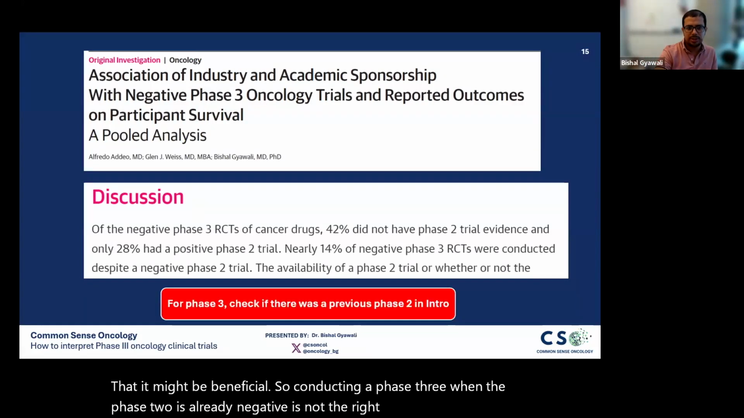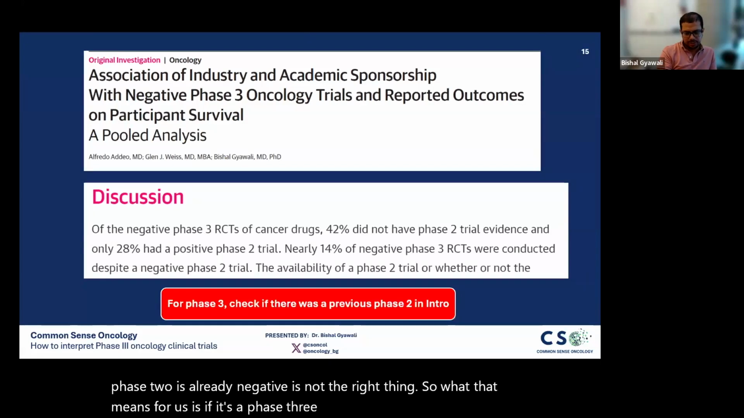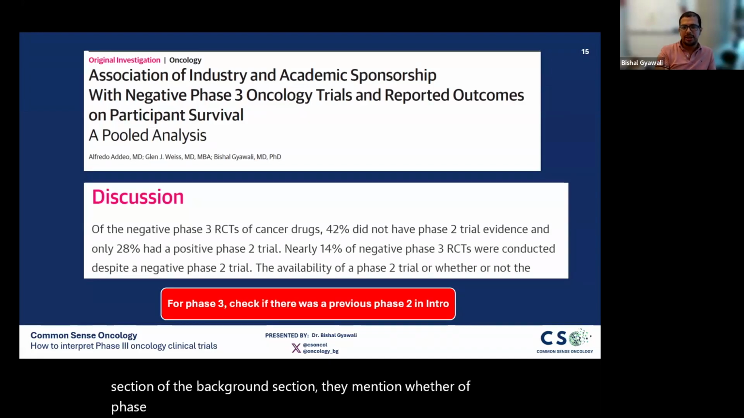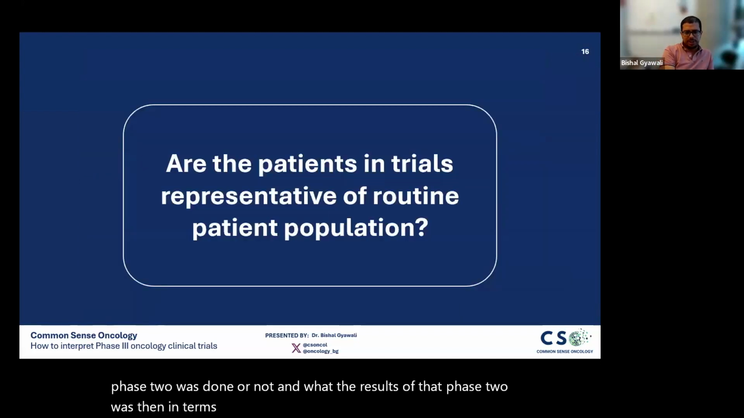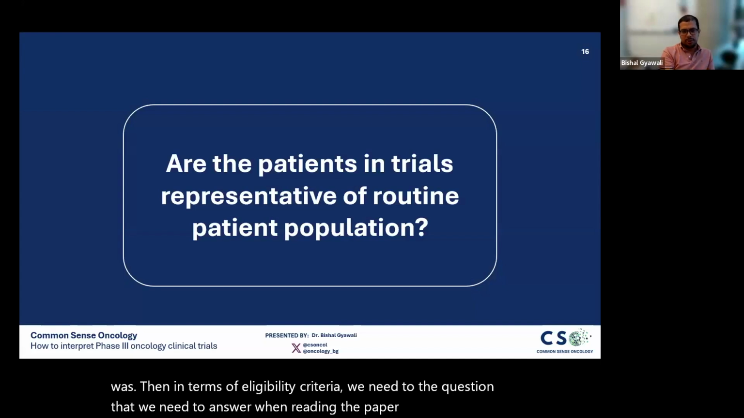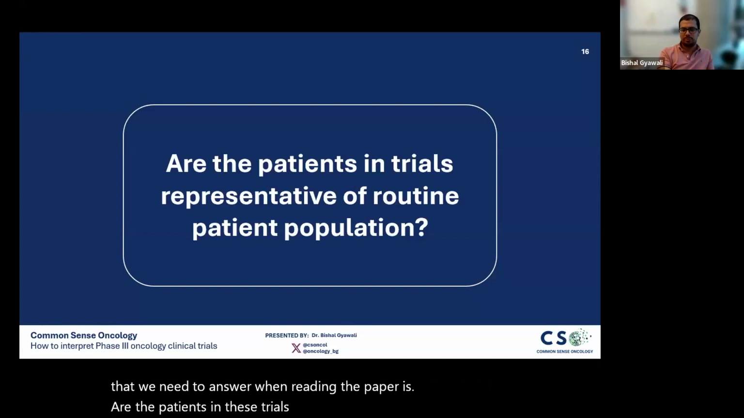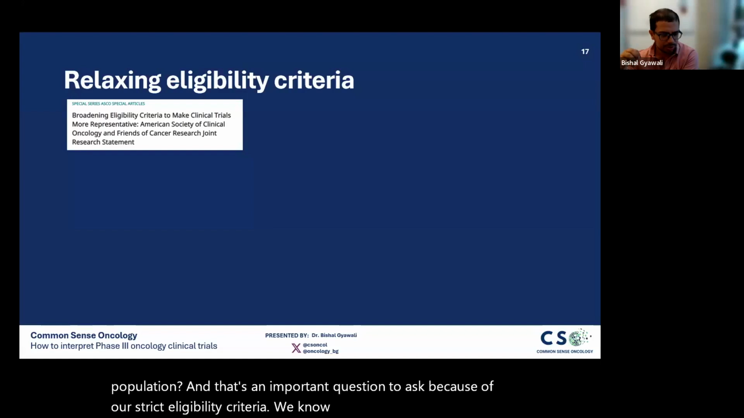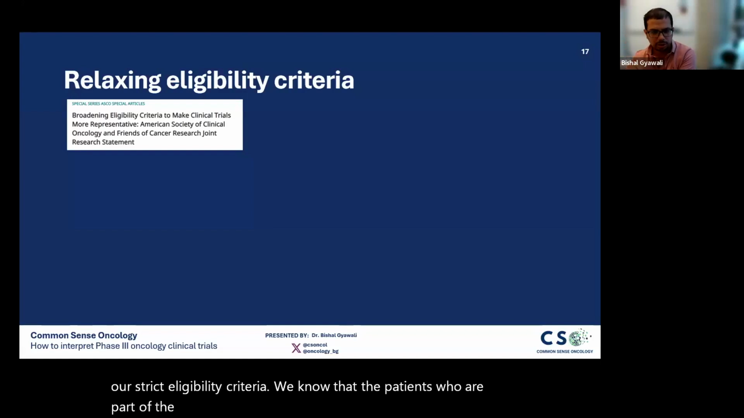So what that means for us is if it's a phase 3 trial, then we need to check, generally in the introduction section or the background section, whether a phase 2 was done or not and what the results of that phase 2 were. Then in terms of eligibility criteria, the question that we need to answer when reading the paper is, are the patients in these trials representative of a routine patient population? And that's an important question to ask because of our strict eligibility criteria. We know that the patients who are part of the trials are usually not the patients that we see in the routine clinic.